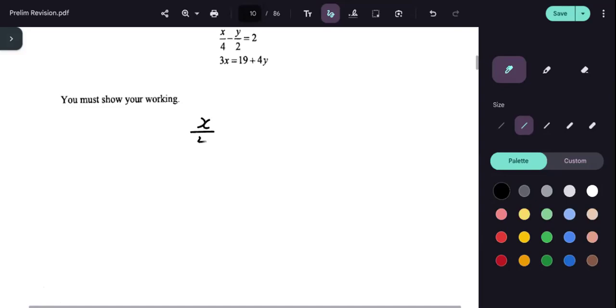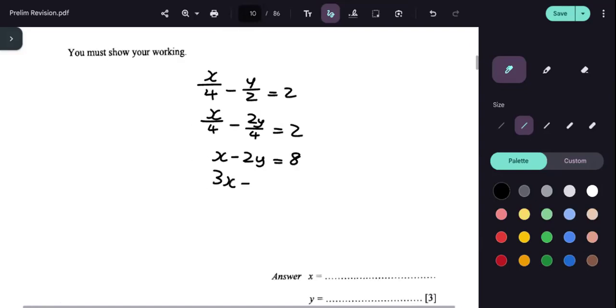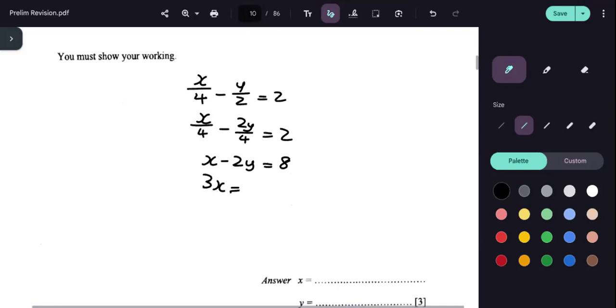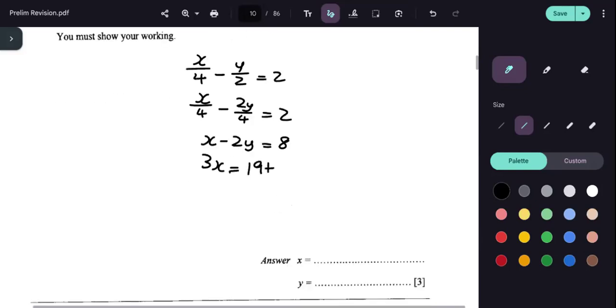X over 4 minus y over 2 is 2, right? Okay, the first thing you need to do is to make a common denominator, which is x over 4 minus 2y over 4, which is 2. So get rid of the denominator, you times 4. 3x equals 19 plus 4y. X is this. So substitute x is 19 plus 4y over 3.